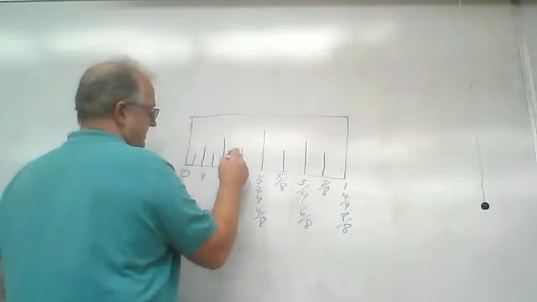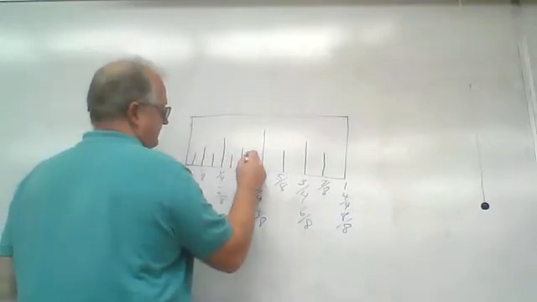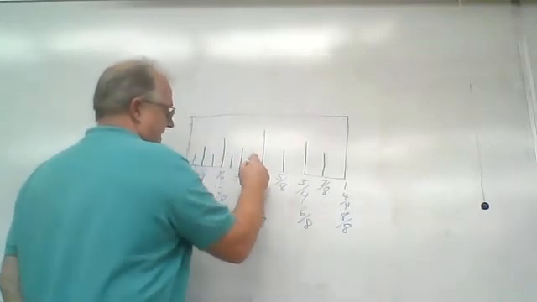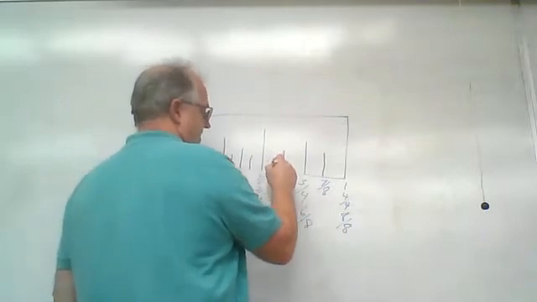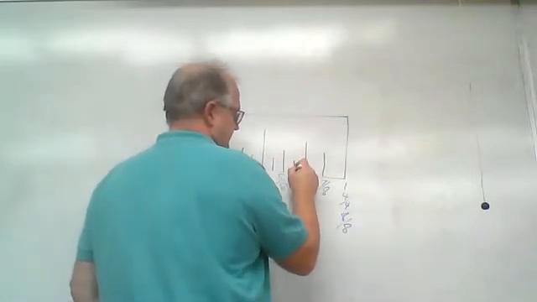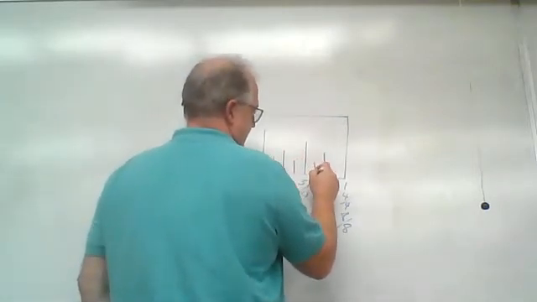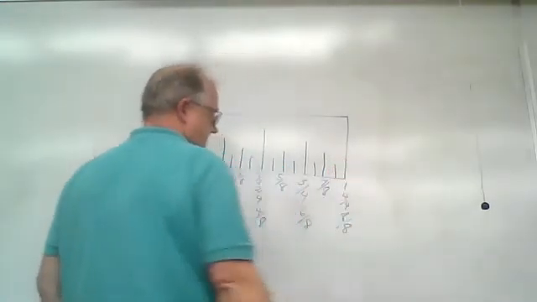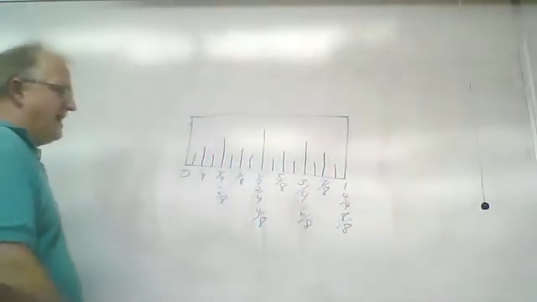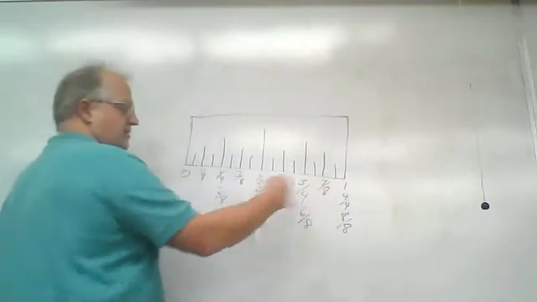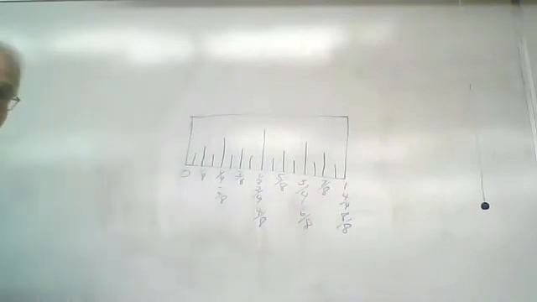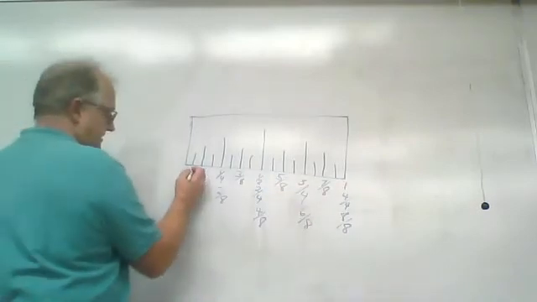Again, I'm splitting each of these 1/8 spaces in half. So now I'm getting 1/16 spaces. Okay. There. Now I have 16 equally spaced divisions of that inch, and I can count these off.